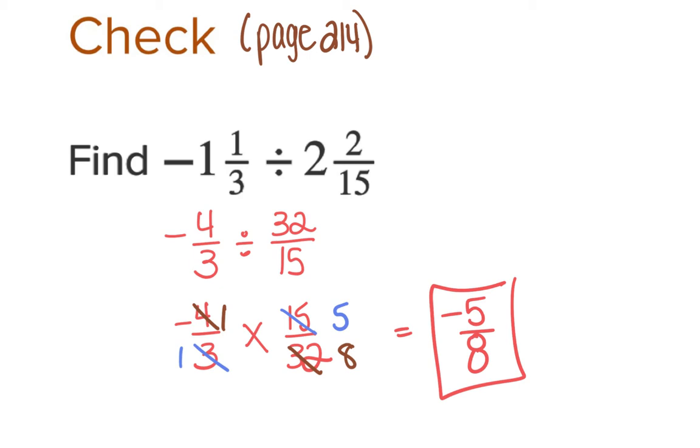All right, so when we divide these two mixed numbers, we end up with an answer of -5/8. If you got it right, you can continue. If you got it wrong, retrace your steps and compare it to mine to see how you did.